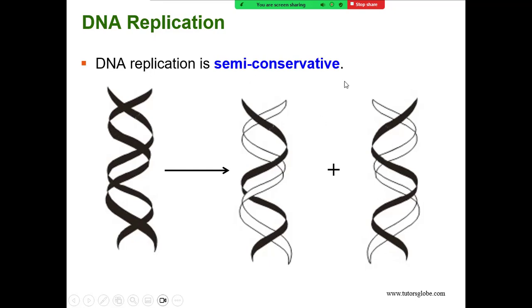That's the conservative model. The conservative model doesn't happen, only the semi-conservative model happens. And that is one strand is used as a template to make the newly replicated strand. And don't ask me what the liberal model is because I don't know. Any questions?